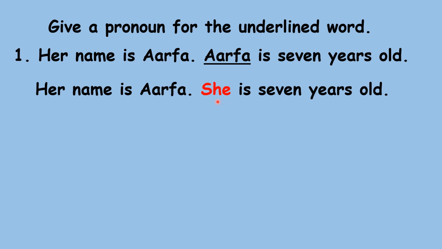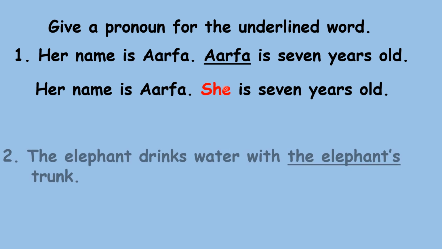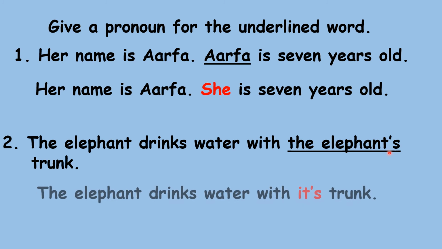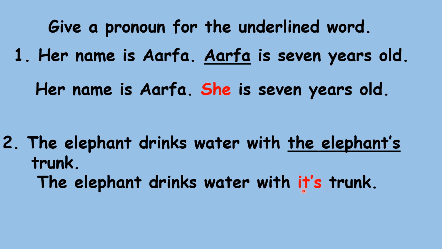You cannot write her is 7 years old because she is the naming part of a sentence. The elephant drinks water with the elephant's trunk. Now here the words the elephant's are underlined. So which pronoun will you use? Its. Now why did you use the word its? Because here there is an apostrophe s. So you used an apostrophe s here also. The elephant drinks water with its trunk.